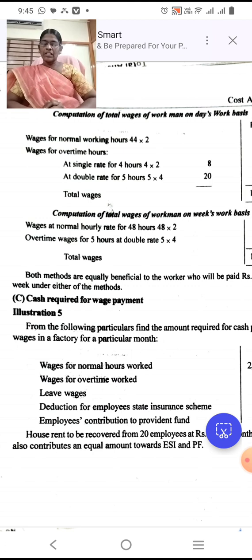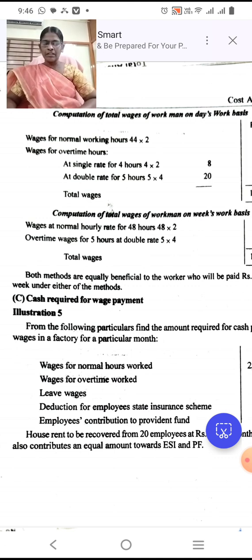Today in the present world it is not so. We make the payment through ECS, their account gets credited, etc. But earlier it was not like that. The organization had to go to the bank and withdraw the salary or wages amount to distribute to its workers, and for that purpose the cashier or the accountant calculated how much money is to be withdrawn from the bank to make the wage payment. So let us see illustration 5. Let us read the problem together.